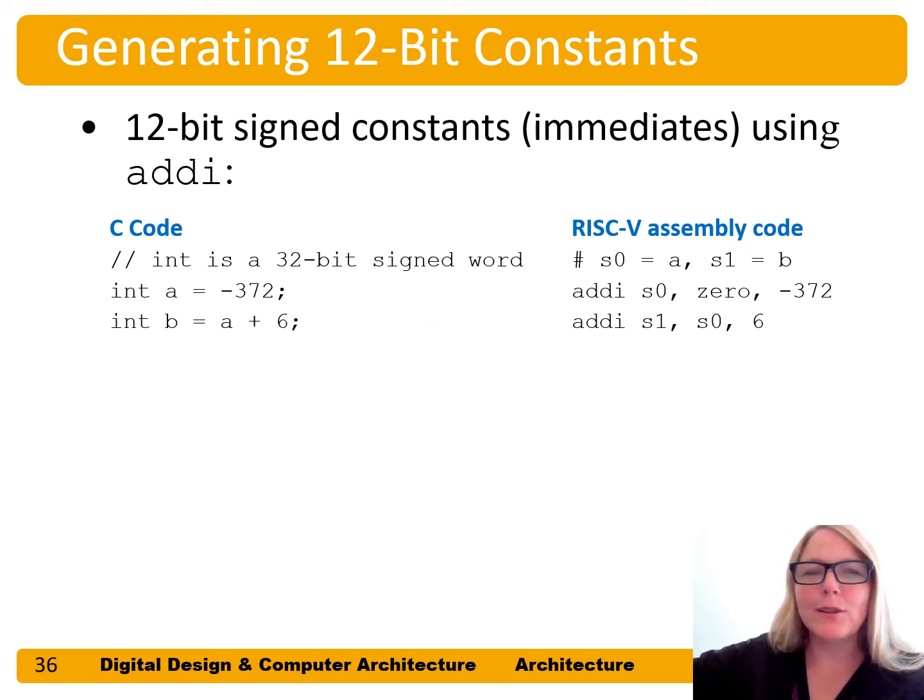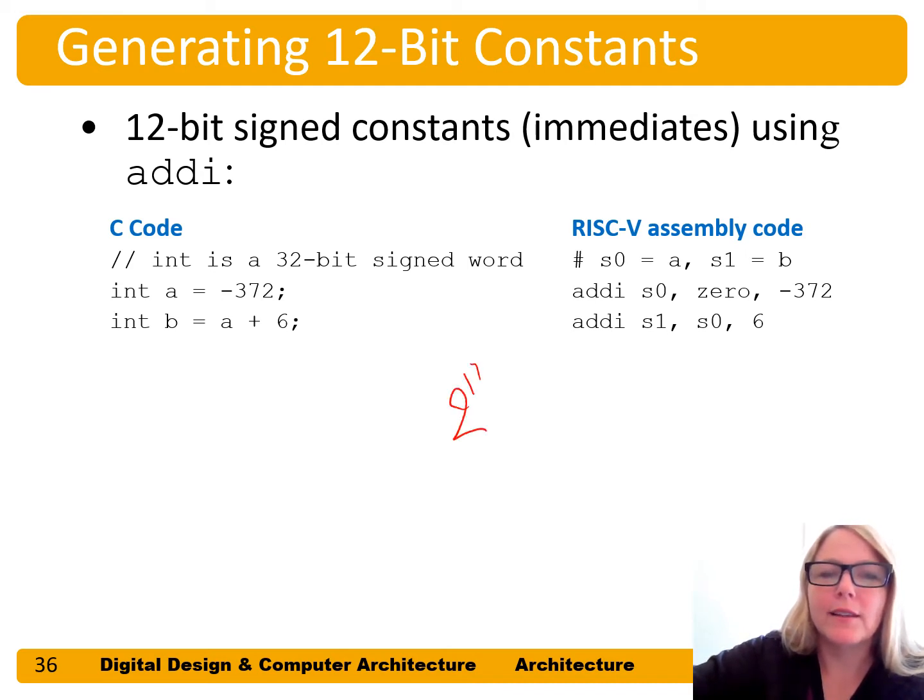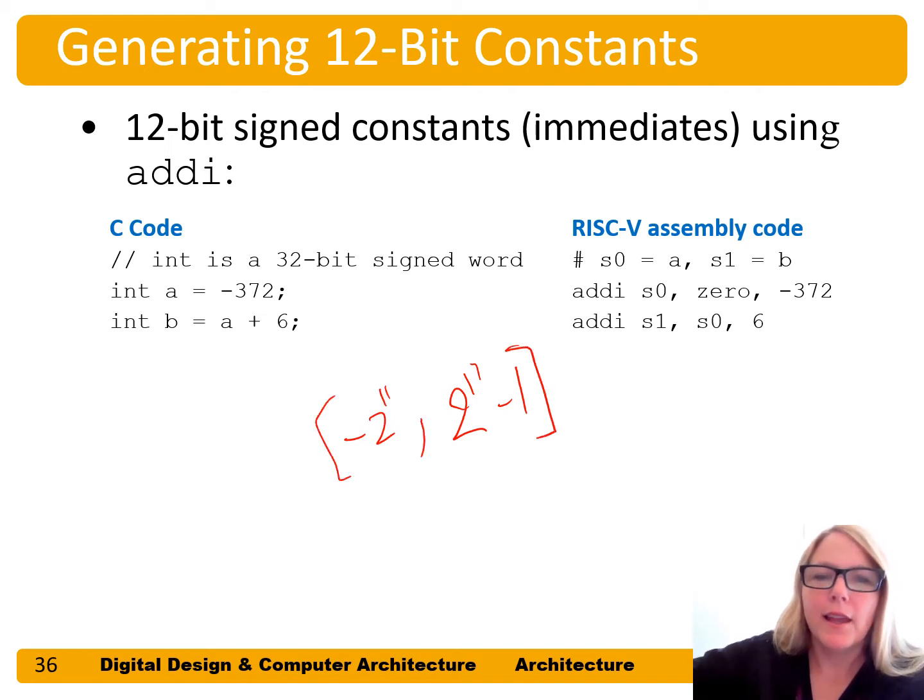But you may notice a limitation on this. We know what the range is for a 12-bit signed constant: it's 2 to the 11th minus 1, and the negative value is minus 2 to the 11th. What if we want a bigger number that's outside of that range, a more positive or more negative number? Well, we have 32-bit registers. We should be able to use that entire 32 bits, and we just need multiple instructions to do that.